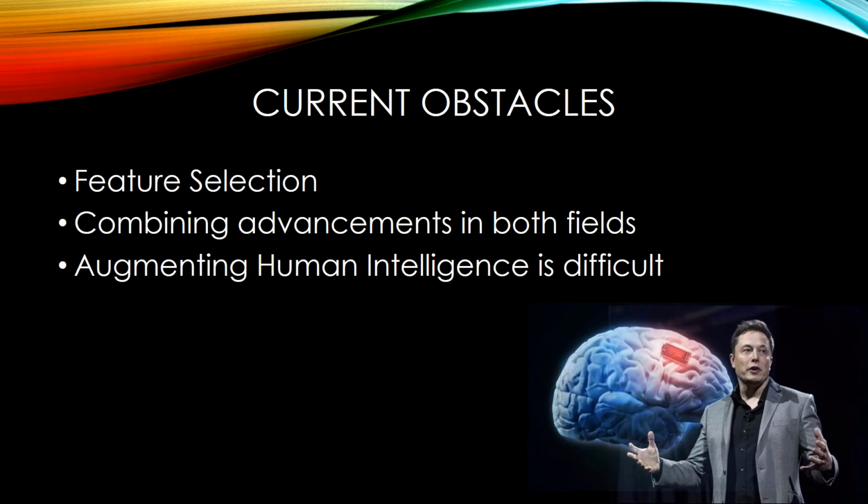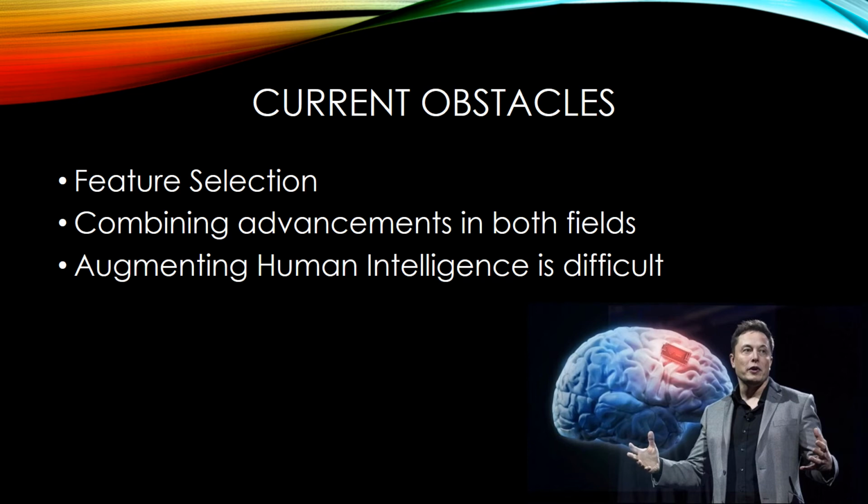The second obstacle is combining advancements in both fields. AI and brain-machine interfaces are two of the most popular fields in the world right now. They're being innovated in very quickly, coming up with new methods and methodologies, and new research is coming out all the time. Attempting to combine both of these is obviously difficult, but once we're able to implement more AI methods into the brain-machine interfaces, I think the progress will be expedited.